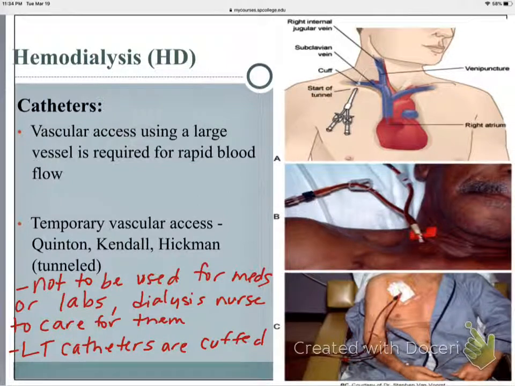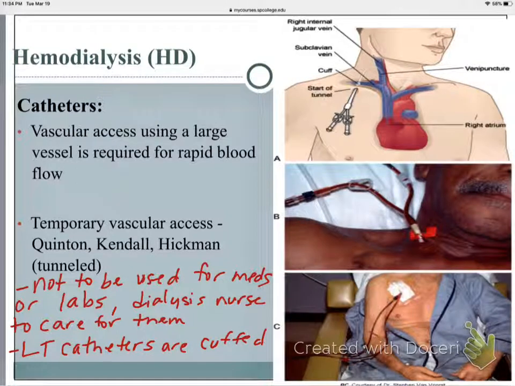So different types of temporary catheters are called the Quinton catheter. Have any of you heard of Quinton catheters? Those are the most common ones. There's also Kendall, Hickman, which are tunneled. These catheters are not to be touched. They're not to be touched for meds. So we don't use them as nurses on the units, right? They're not to be used for lab draws. And only the dialysis nurse cares for them.